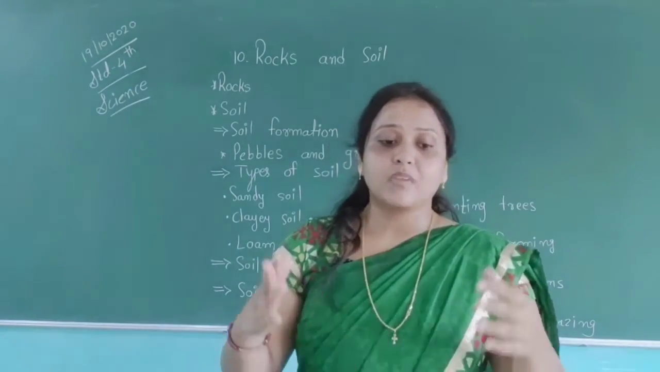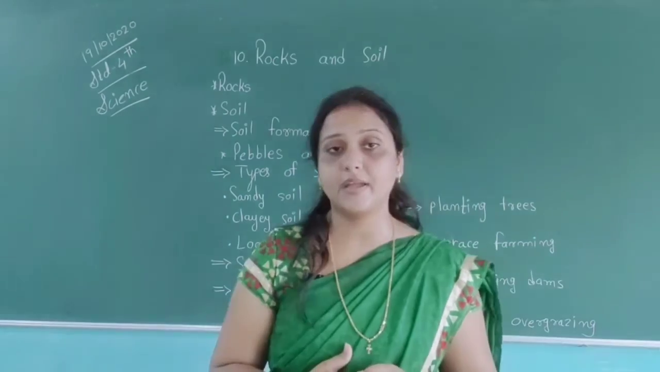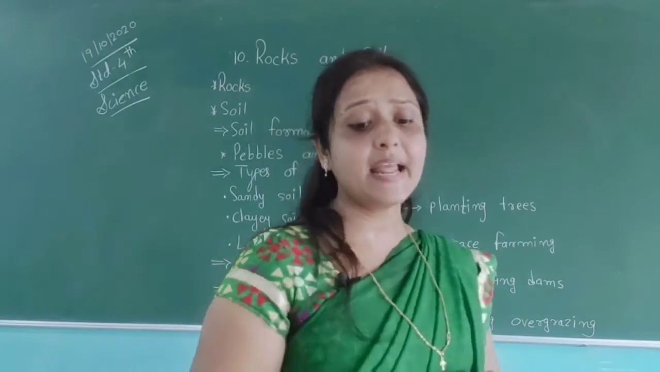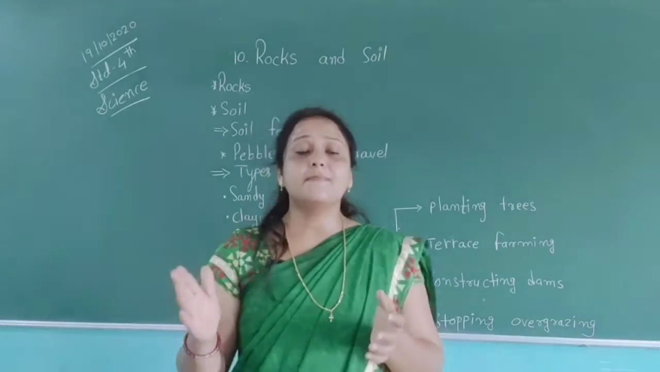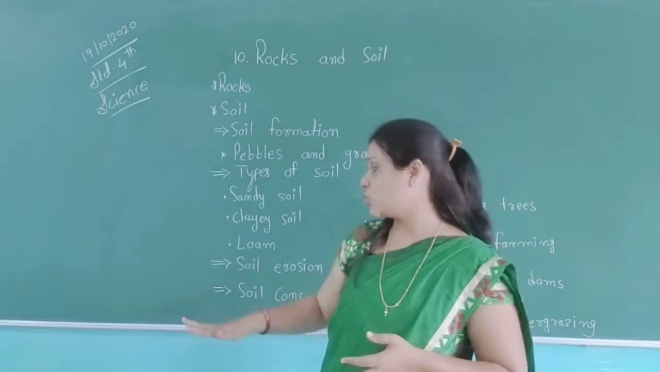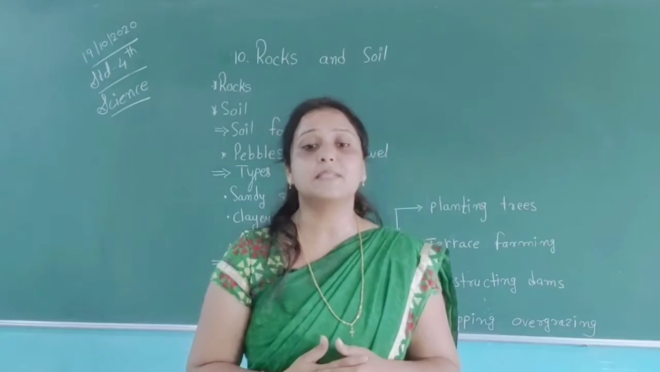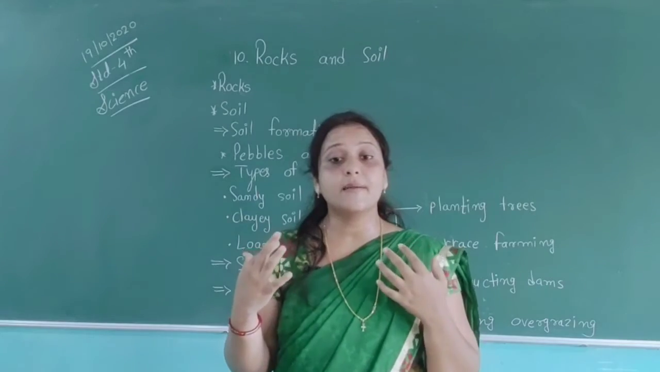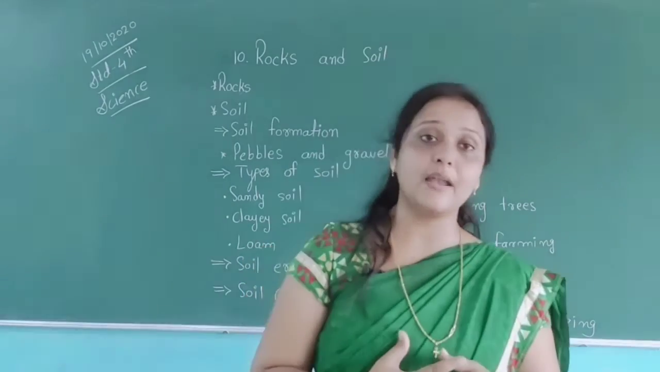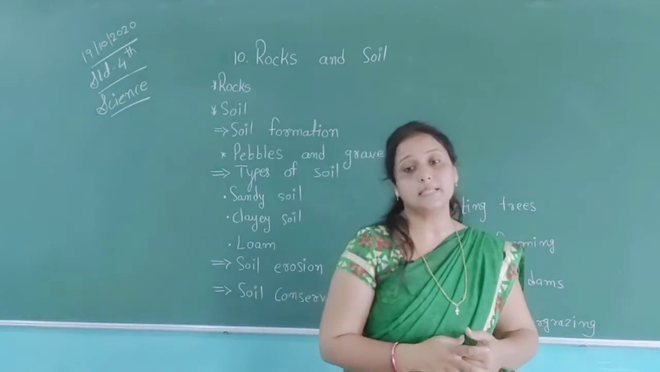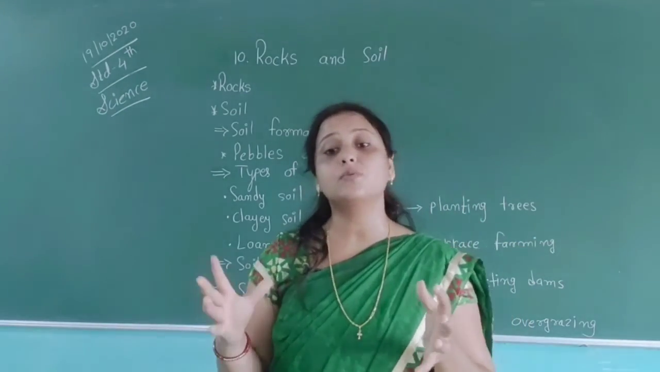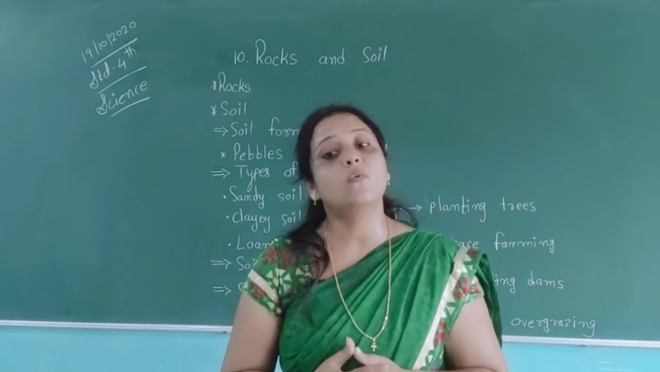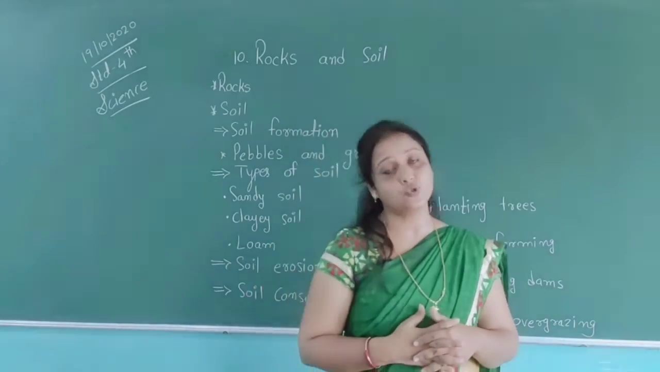Then terrace farming. On the hills, this type of farming is useful. On the hills we can prevent soil erosion by making terraces along the slopes. Terrace farming is also useful to stop soil erosion. Constructing dams. Flood is one of the main factors of soil erosion. If we construct dams to control floods, then soil erosion can be prevented. Then stopping overgrazing. Due to overgrazing, the top layer of soil becomes loose and is easily blown and washed away. Stopping overgrazing can prevent erosion of soil.